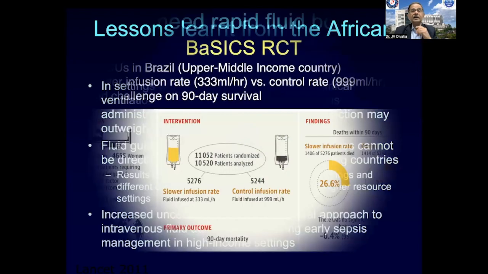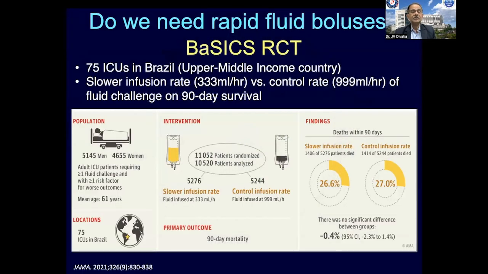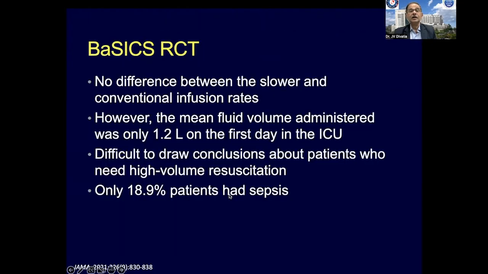Now, we have data from the recently published BASIC study, which was done in 75 ICUs in Brazil, an upper middle income country. They compared a slower infusion rate of 333 mL per hour versus a control rate of almost 1 liter per hour for the fluid challenge. So they gave fluid challenges either at a slower rate or at the usual controlled rate. And they found there was absolutely no difference in mortality.